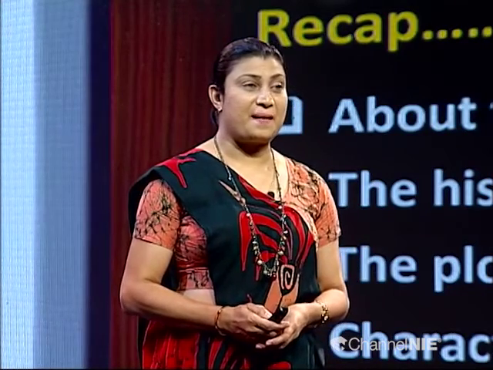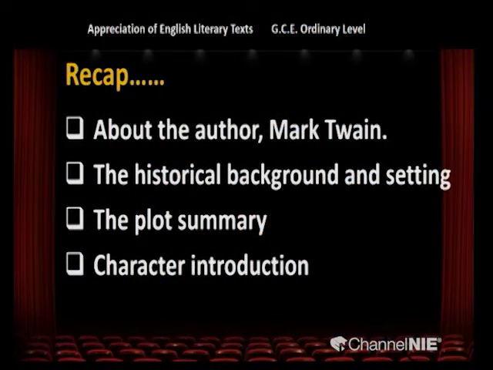Second one, the historical background and setting. Can you remember the historical background? Yes, the story was set in 16th century England, Tudor period. Then we discussed the plot summary. Yes, we discussed it briefly.